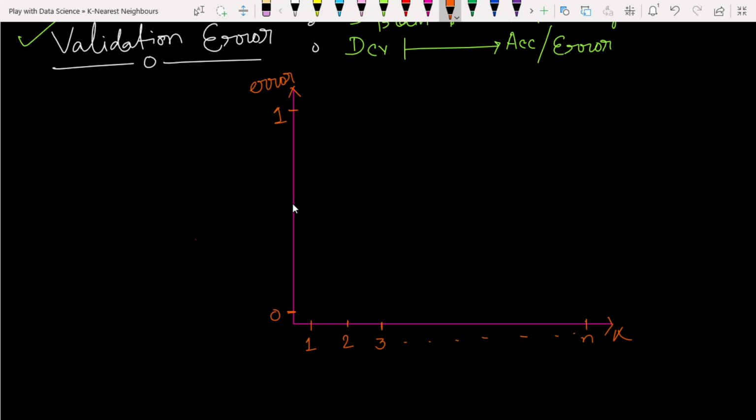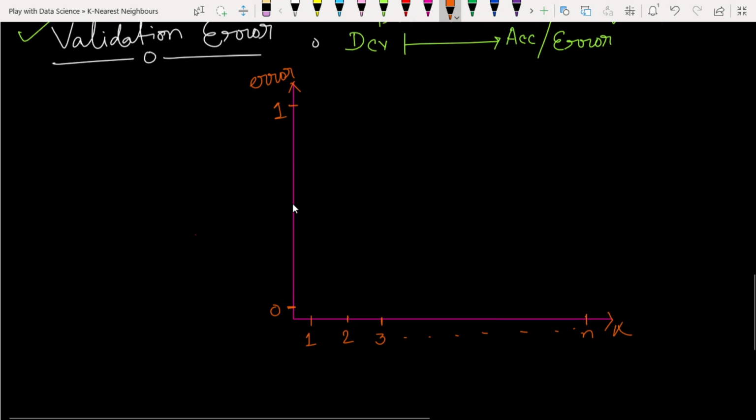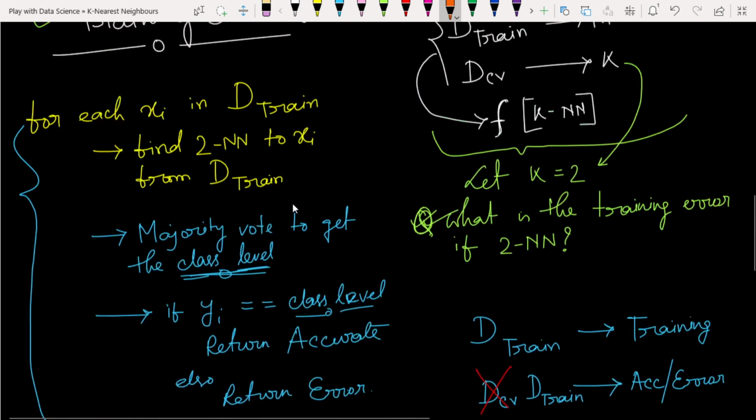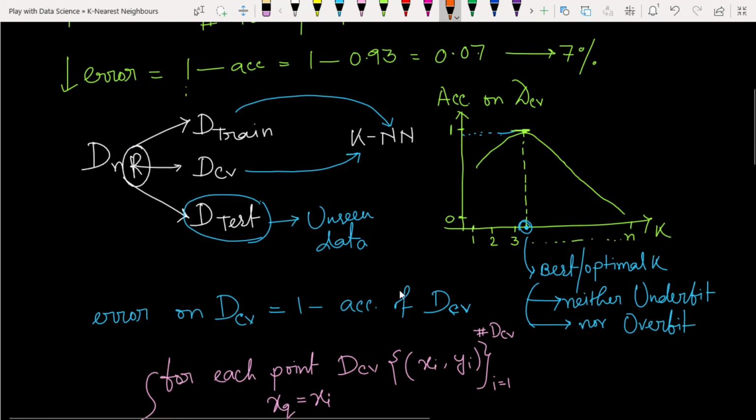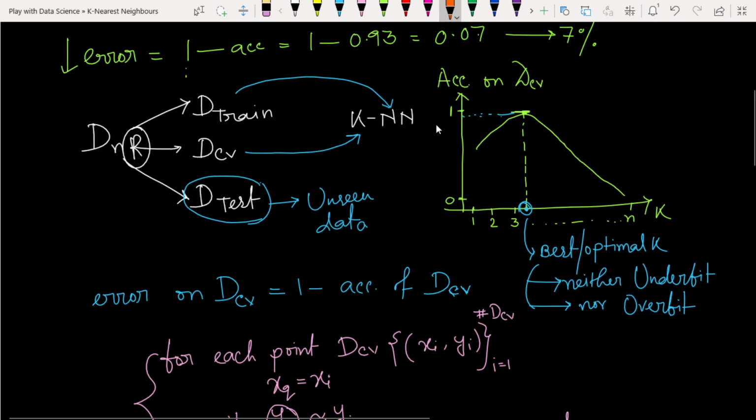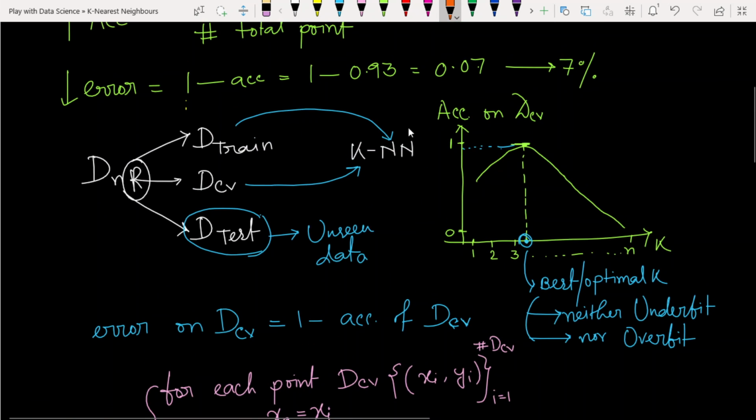Now what we'll see is our cross validation accuracy. Cross validation accuracy simply means the validation accuracy. If the accuracy looks like that, then the error will look like its opposite, because error is simply 1 minus accuracy.